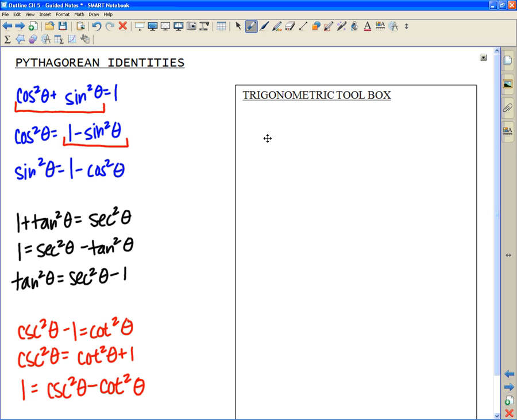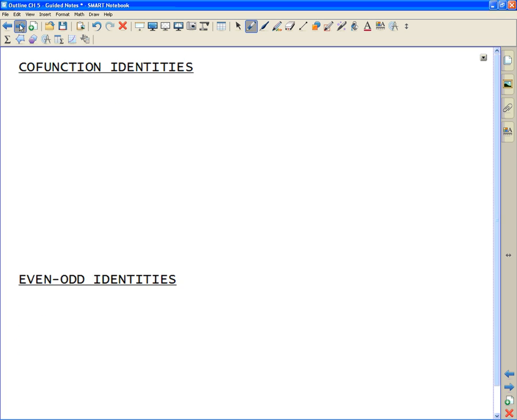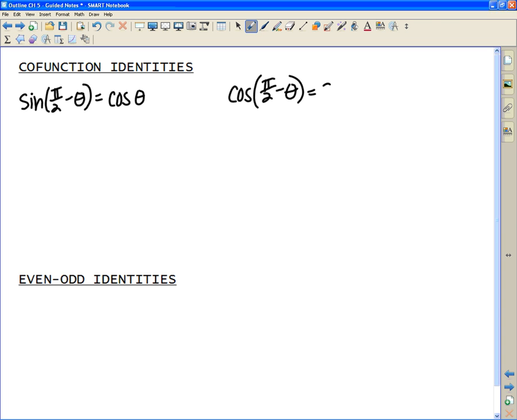We're going to go back to the trigonometric toolbox at the end after I go ahead and copy down the cofunction and even odd identities. Cofunction identities. Again, these have also been explained to you before. You need to look back in chapter 4 for a refresher of why the sine of pi over 2 minus theta is equal to the cosine of theta. In the same way, the cosine of pi over 2 minus theta is equal to the sine of theta.